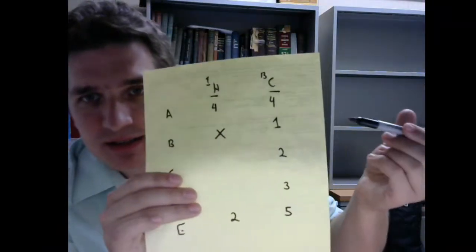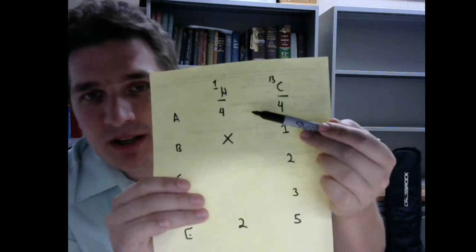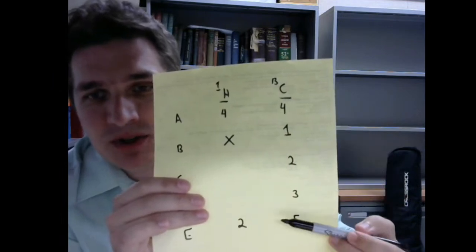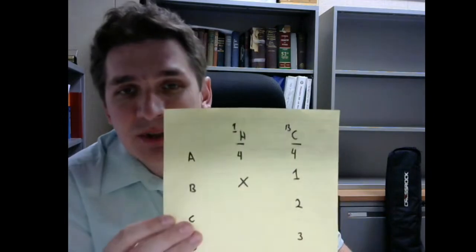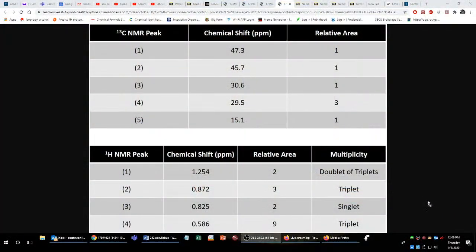So we got A being associated with the 4th peak because it's got an area of 9, and E being associated with the 2nd peak because it's got an area of 3. How do we figure out C and D? B is not going to have a chemical shift for hydrogen because it doesn't contain any hydrogens. Well, in this case, we're just going to look at the multiplicity.